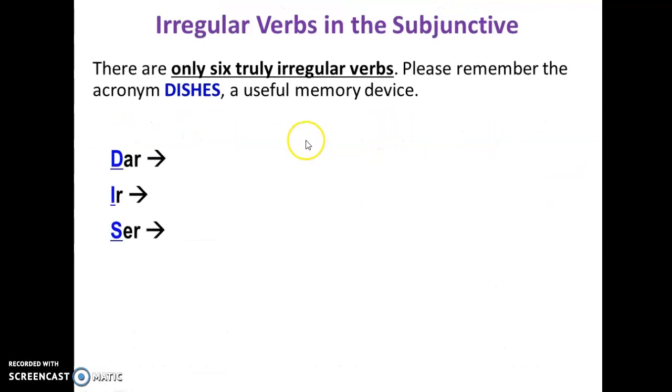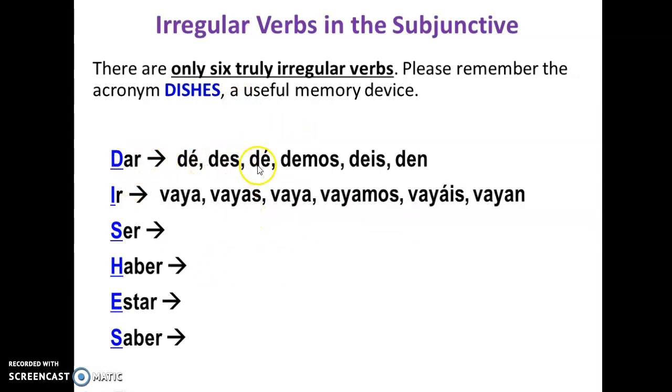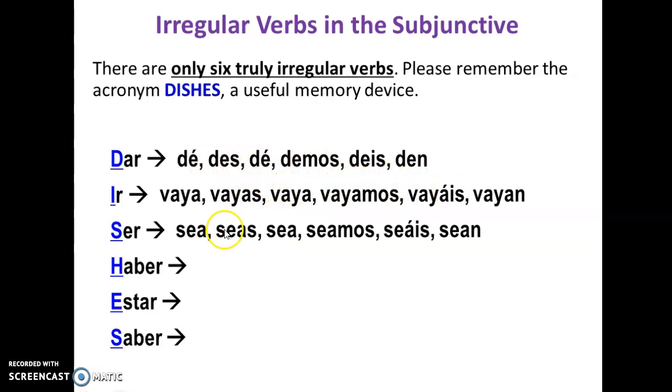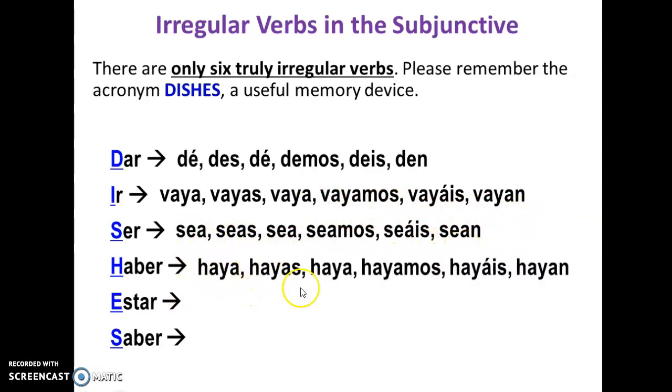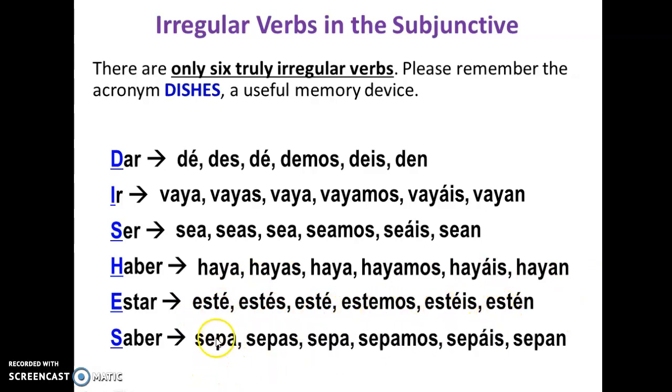There's only six truly irregular verbs. So dé, des, dé, demos, deis, den. Vaya, vayas, vaya, vayamos, vayáis, vayan. Sea, seas, sea, seamos, seáis, sean. Haya, hayas, haya, hayamos, hayáis, hayan. Esté, estés, esté, estemos, estéis, estén. Sepa, sepas, sepa, sepamos, sepáis, sepan.